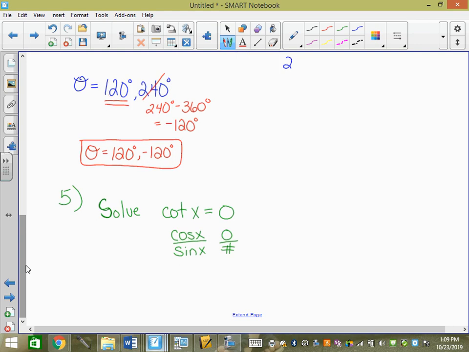So where is cos equal to 0? It's when x is 90 and 270. So x equals 90 degrees and 270. If I change the domain, I would literally just be checking for the coterminals. That's it.